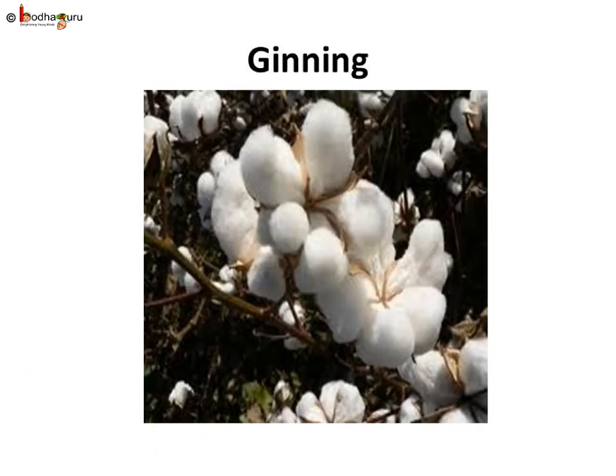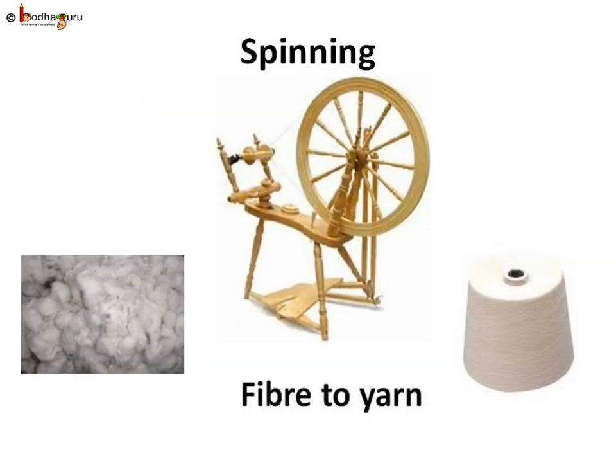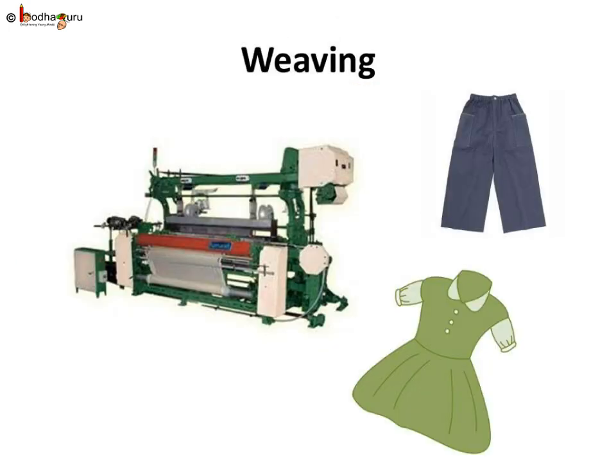So, in a nutshell, first cotton seeds are separated from the cotton fruit. This step is called ginning. Then cotton yarn is obtained by spinning the cotton fiber using hand spindle or charkha or even machines. Finally, by weaving the cotton yarns, we get the cotton fabric used for making different cotton clothes.